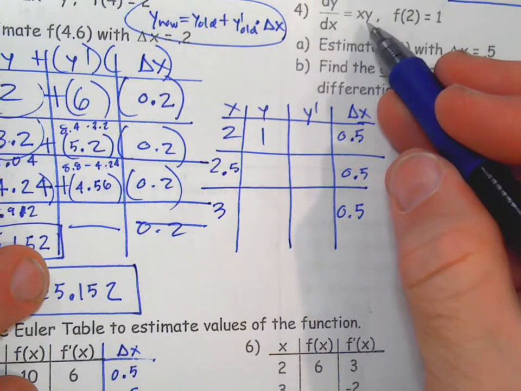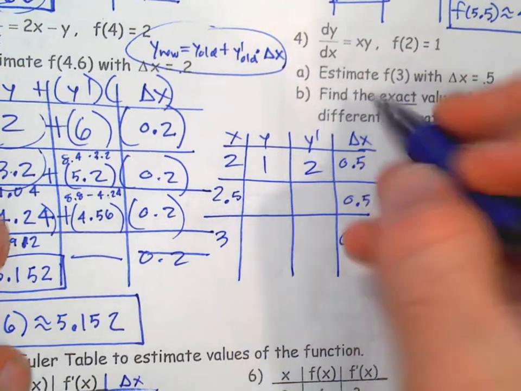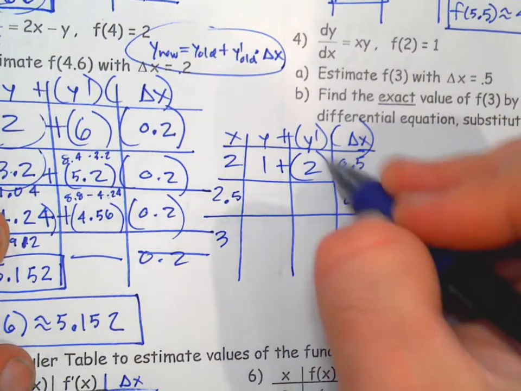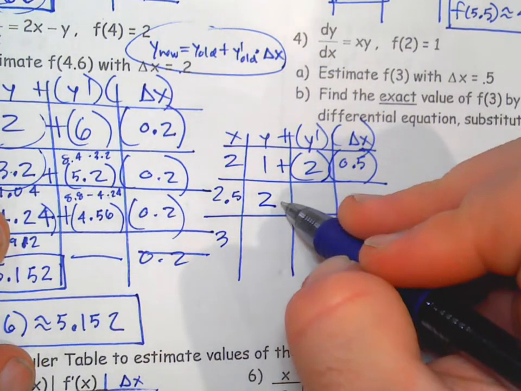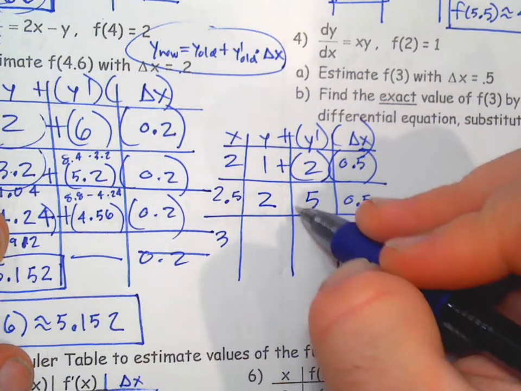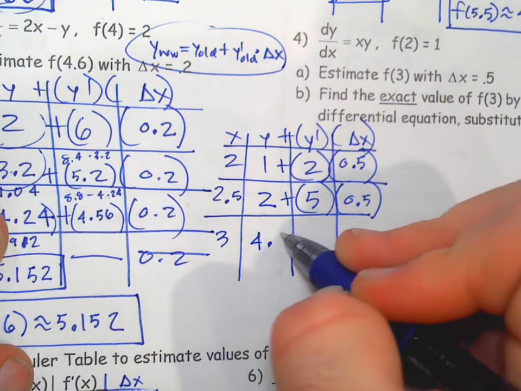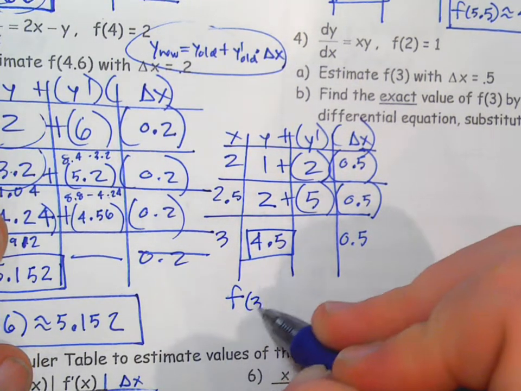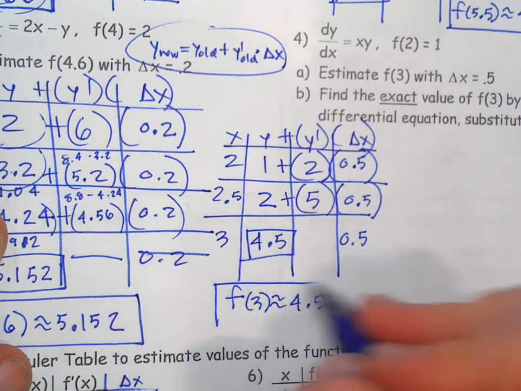So the derivative is xy, so that's going to be 2. So the next y is going to be the previous y plus derivative times delta x. It's going to be 2. And you multiply these together to get the derivative. It's going to be this plus this times this. It's going to be 4.5. So the approximation for f of 3 with Euler's method, 2 steps, is 4.5.